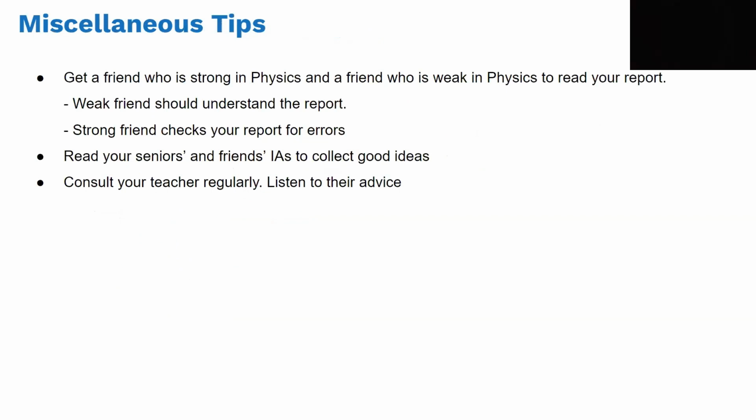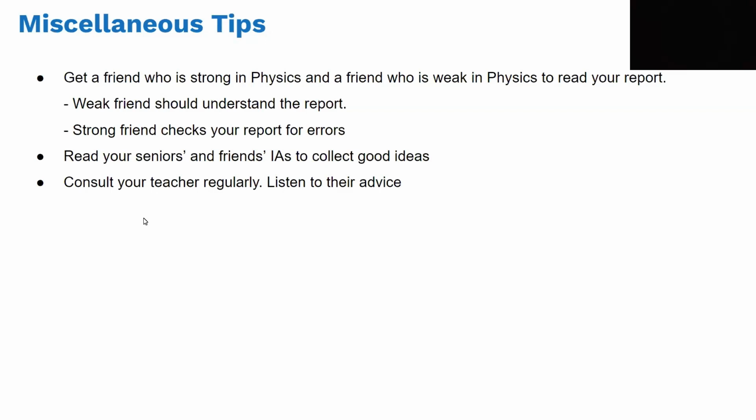Miscellaneous tips. You should get 2 friends to read your IA draft. One friend should be strong in physics, and another friend, unfortunately, should be weak in physics. You should write your report such that the friend who is weak in physics can understand the report without any help or any research done on his part. Your friend who is strong in physics can check the report for errors.